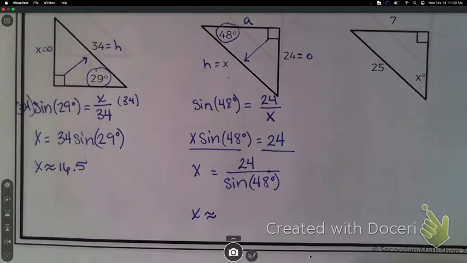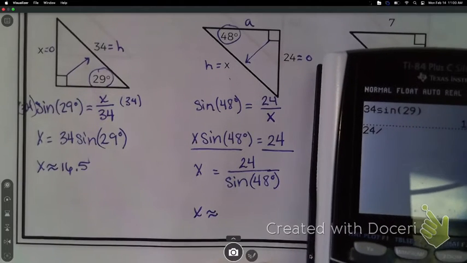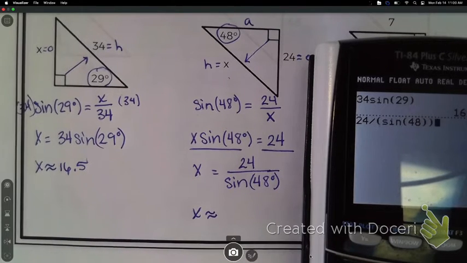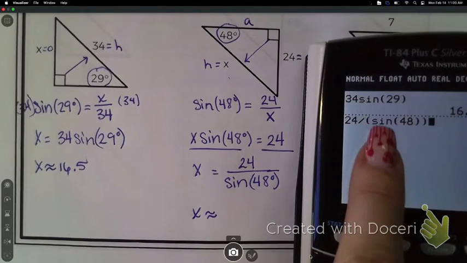you do fraction, 24 divided by, because a fraction is divided by, correct? Yep. Sine of 48. Now, I'm going to go back here, guys. You should always have parentheses around your denominator, because when we do an angle, it's going to mess it up if you don't do it right. So it should look like this.